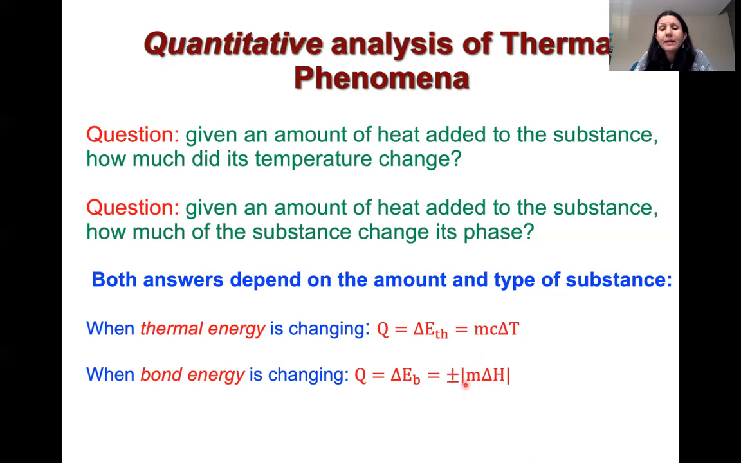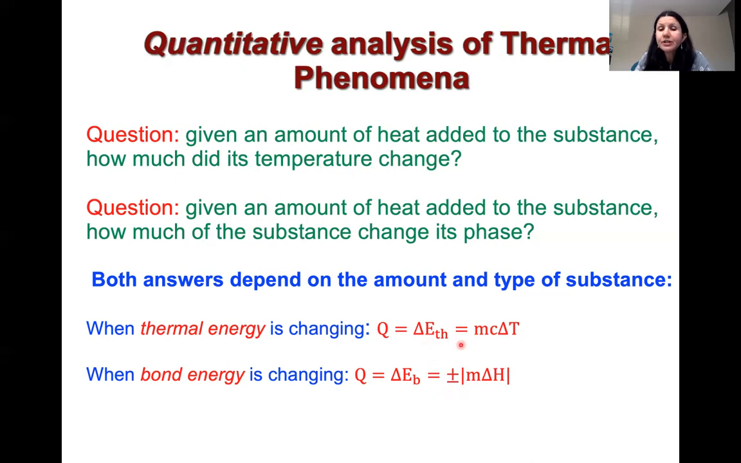Now the plus or minus will tell you whether the bond energy is increasing or decreasing. So you have to put that in depending on which process you're describing. If the substance is vaporizing, we've talked about that, that means bond energy is increasing. This will take a plus sign. If the substance is freezing, for example, bonds are being formed, bond energy goes down. So you put in that minus sign. So you have to determine that sign based on which direction the phase is changing.